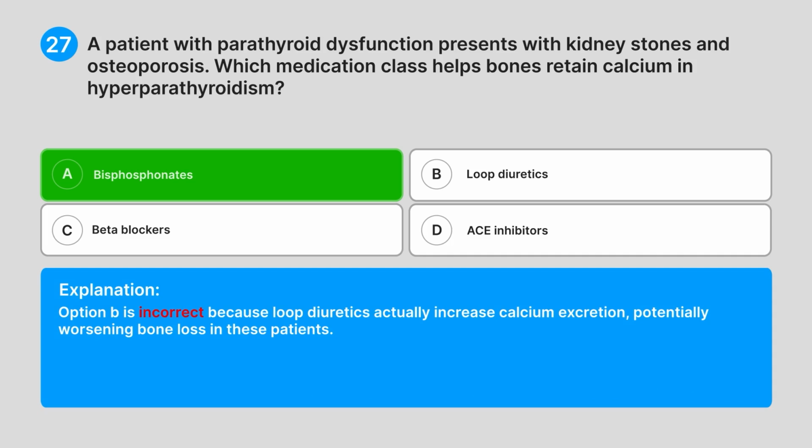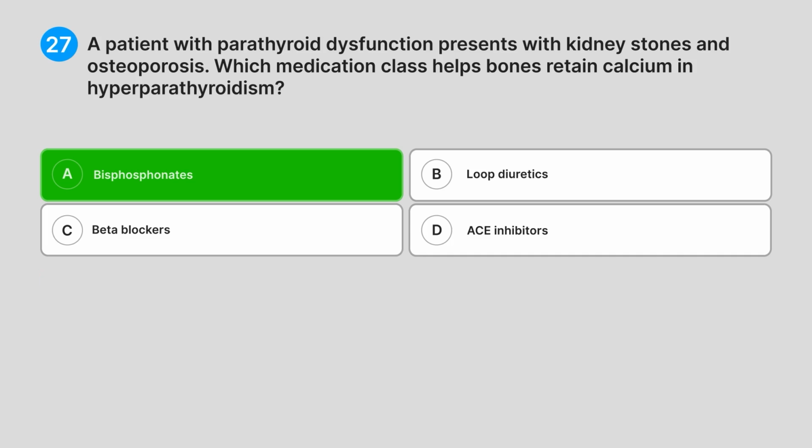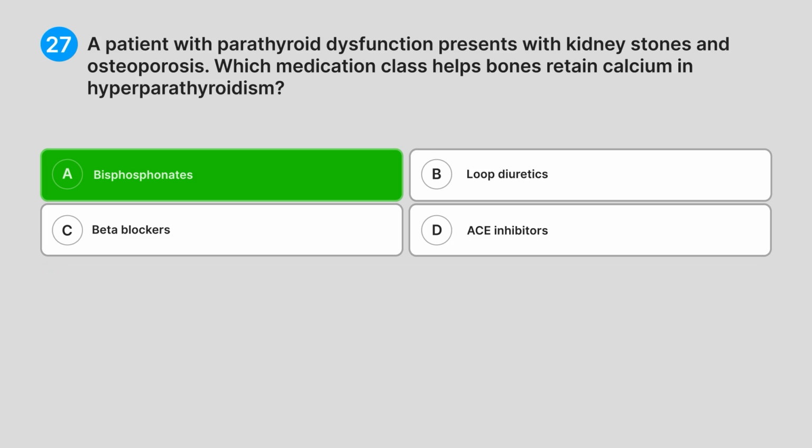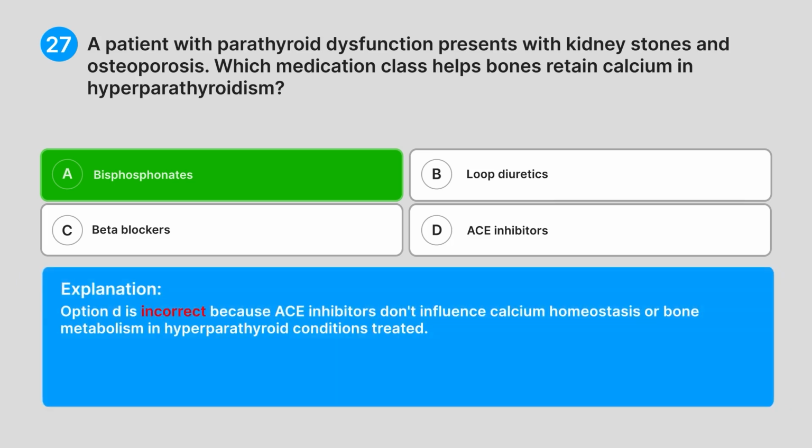Option B is incorrect because loop diuretics actually increase calcium excretion, potentially worsening bone loss in these patients. Option C is incorrect because beta blockers don't affect calcium metabolism or bone density in parathyroid dysfunction management protocols. Option D is incorrect because ACE inhibitors don't influence calcium homeostasis or bone metabolism in hyperparathyroid conditions.